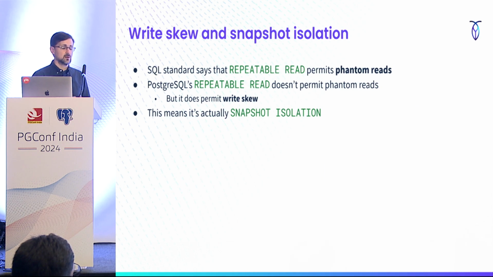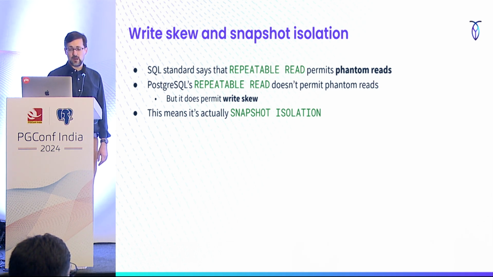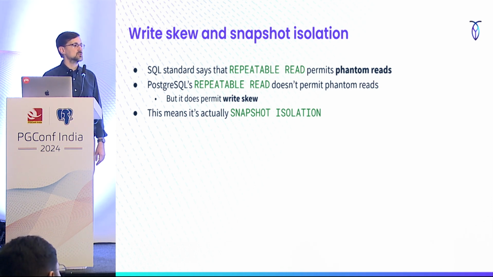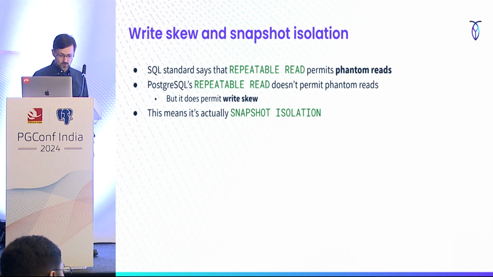So what does this mean? SQL defines repeatable read as the isolation level that permits phantom reads and nothing else. Postgres doesn't actually permit phantom reads, but it does permit something else. It permits an anomaly called write skew. This means that repeatable read in Postgres is actually not repeatable read according to the SQL standard. It's another isolation level called snapshot isolation, which is very similar to repeatable read, but not quite the same.